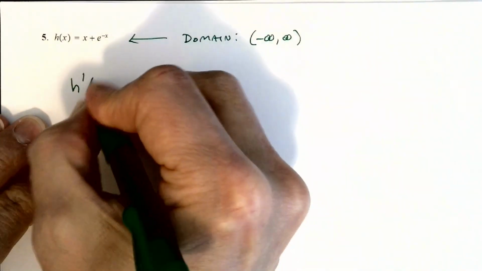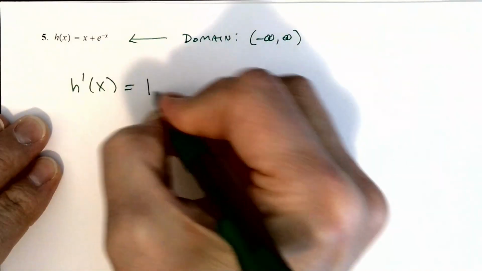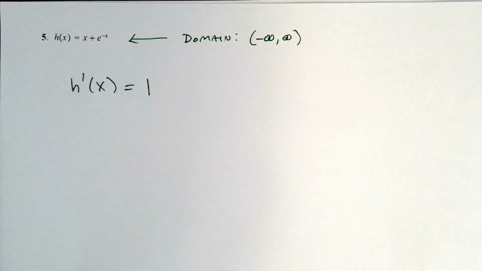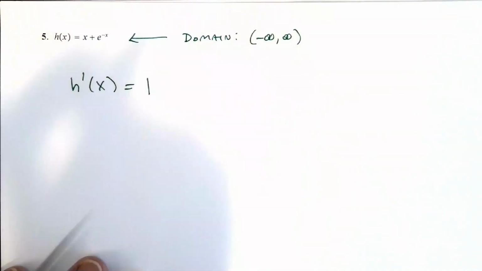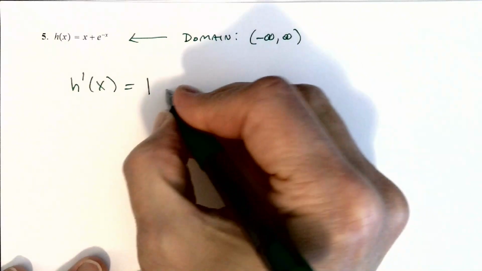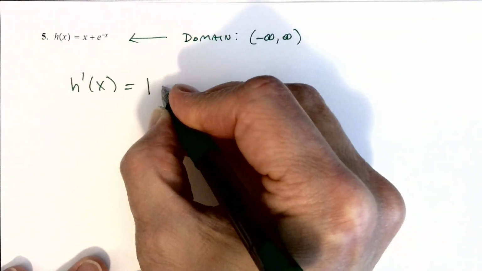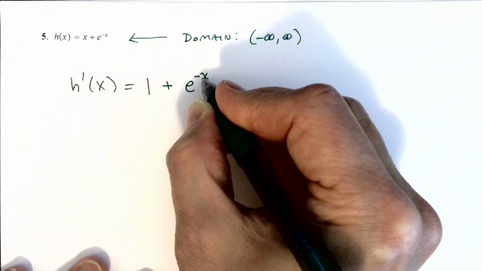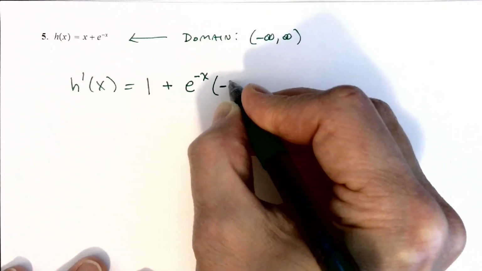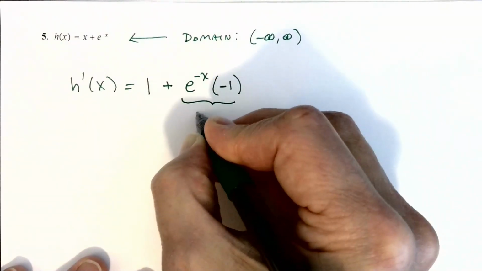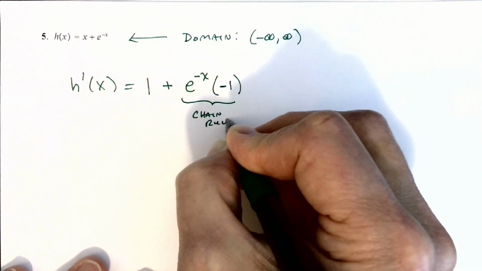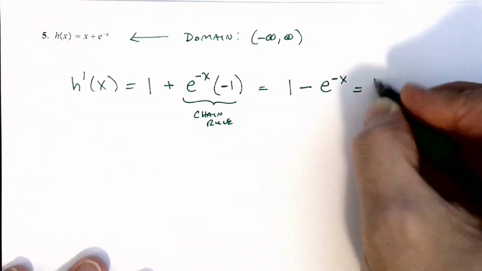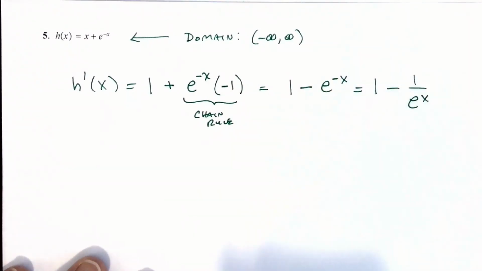So I take the derivative. Derivative of x is 1. Now e to the negative x, what rule do I have to use there? Chain rule, right? So e to the u is the outer function, inner function is negative x. So I get plus e to the negative x, right? Derivative of e to the u is e to the u times what? Times negative 1, derivative of the inner function. So this is by the chain rule. And so I get 1 minus e to the negative x, or 1 minus 1 over e to the x.